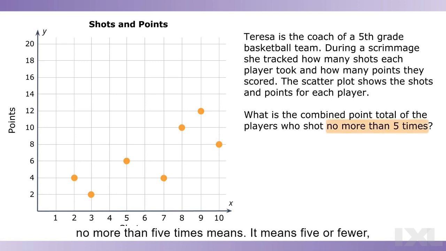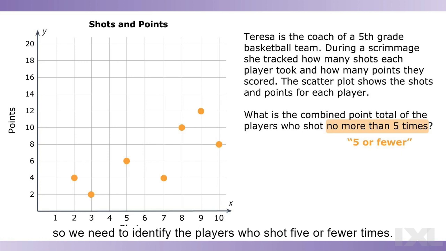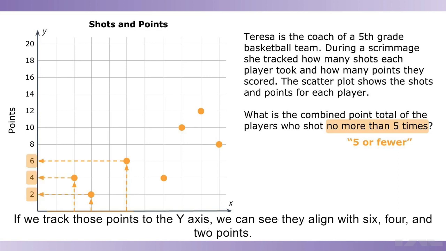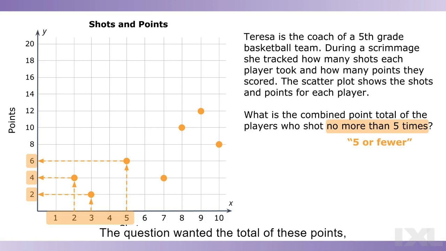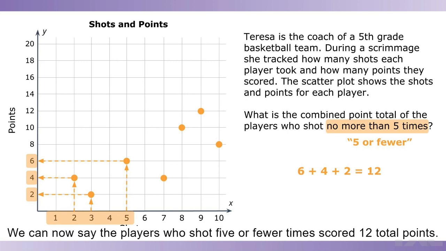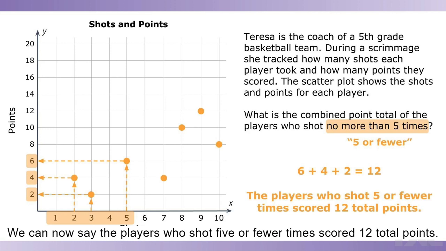First, let's clarify what no more than 5 times means. It means 5 or fewer. So we need to identify the players who shot 5 or fewer times. If we track upward from the x-axis, we can see these 3 points are the only points we want. If we track those points to the y-axis, we can see they align with 6, 4, and 2 points. The question wanted the total of these points. So we'll need to add 6 plus 4 plus 2, which is 12. We can now say the players who shot 5 or fewer times scored 12 total points.